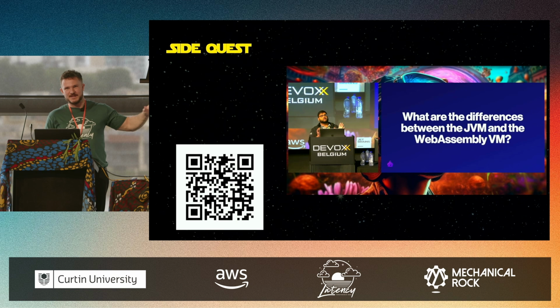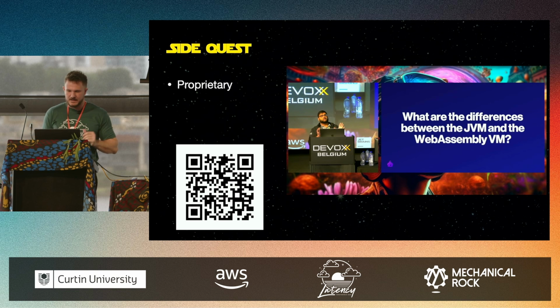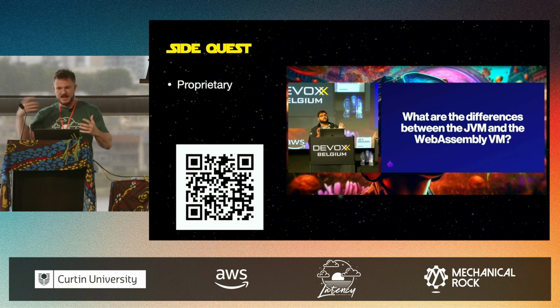I only have 25 minutes, and as much as I would love to dive into the juicy, crunchy details of this, I don't have time for it. This is an excellent 90-minute talk that goes into real detail about the differences, and I highly encourage you to check it out. But at a high level, the main problems were that Java is a proprietary virtual machine. It's not an open web standard. It's standardized outside of that process, and so getting it into browsers is actually non-trivial.